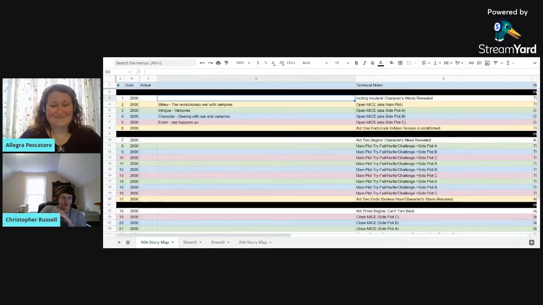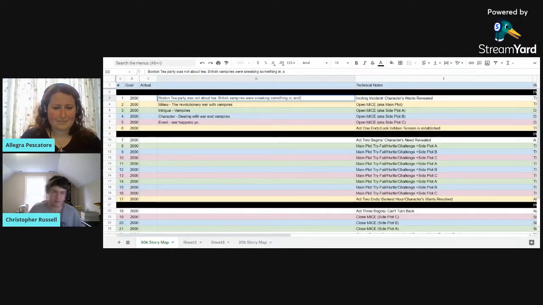Okay. So this is going off of my little outline here because I thought of something slightly more entertaining. So, the Boston Tea Party. The Boston Tea Party was not about tea. You see, British vampires were smuggling a secret blood compound into the colonies to give to their brethren. And then the colonists up and dump that all into the harbor. And this rightfully pisses off all the British vampires.